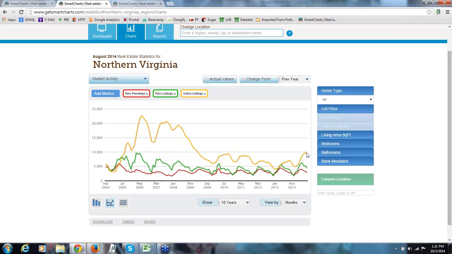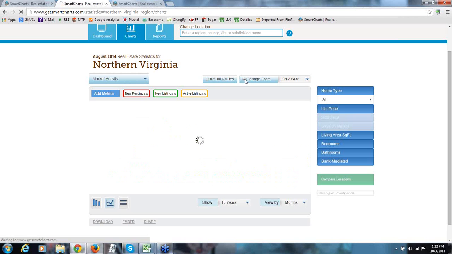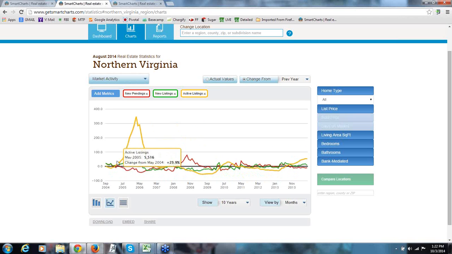Inventory, while it's 52% higher than where we were last year at this time, we need to keep in mind that even though we're above that 5-year average in Northern Virginia, we're still not anywhere near the inventory bubble that we had. If we change this to change from previous year, this is showing the actual values. We can see just how crazy it got in the time, those of you that have been selling since the 2000s remember this sort of dark time.